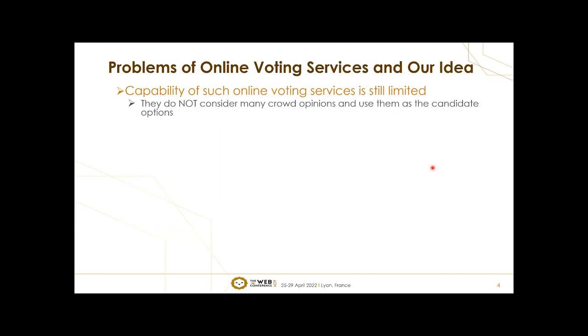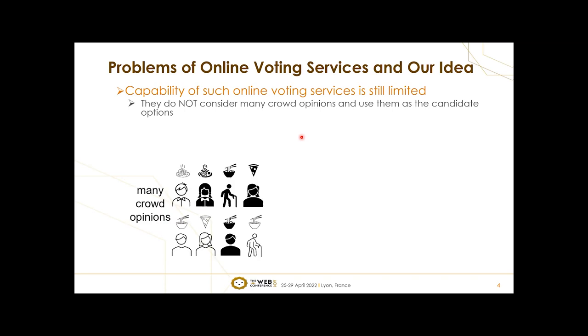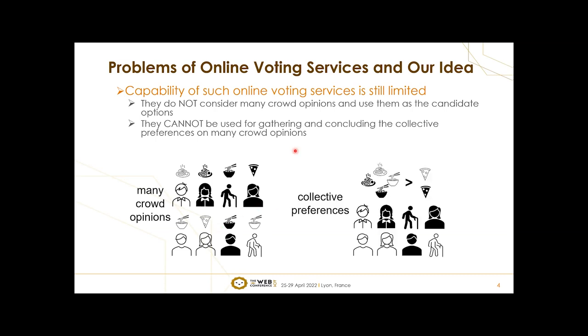However, the capability of such online voting services is still limited. They do not consider the many crowd opinions and use them as the candidate options. Only the decision makers list a small number of limited options, and they cannot be used for gathering and concluding the collective preference on many crowd opinions. So we cannot find solutions for a wide range of diverse issues to make decisions.